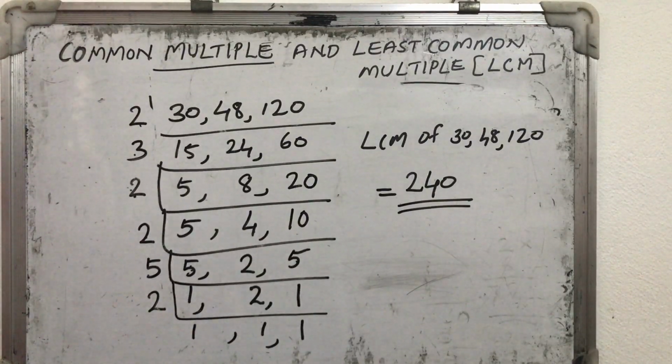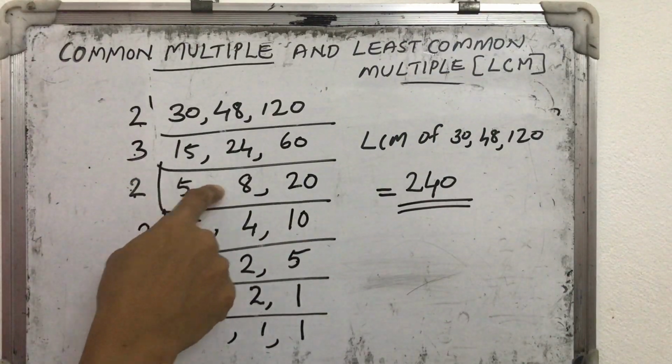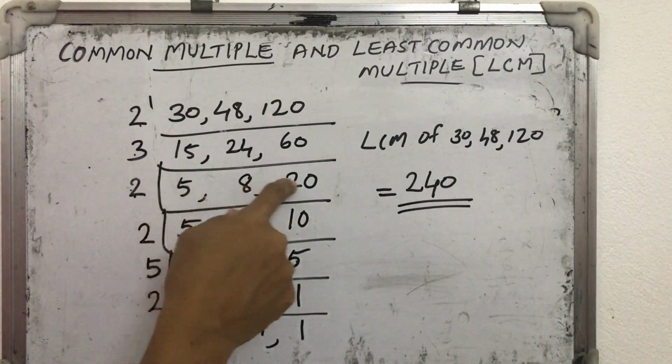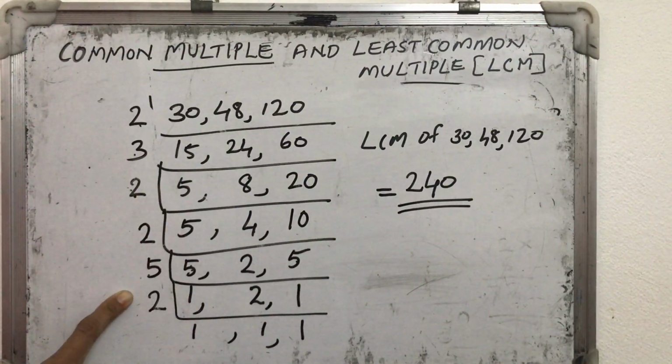But in the case of LCM, we can divide by a prime number if it is divisible into at least one of these numbers.